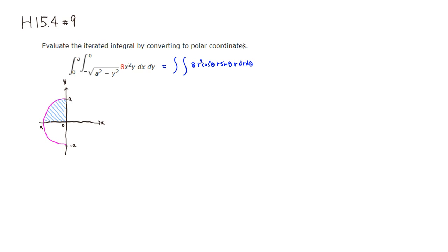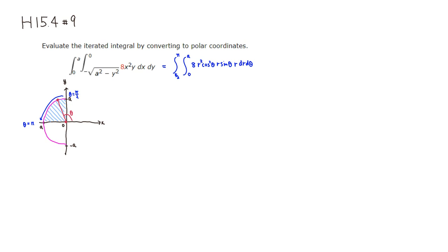Then here the region is this. If you fix the angle theta, here's the angle theta, then the radius is going from the origin, which is 0, to here, a. So r is going from 0 to a. And the angle is starting from theta equal to pi over 2, all the way to theta equals pi. So pi over 2 to pi.